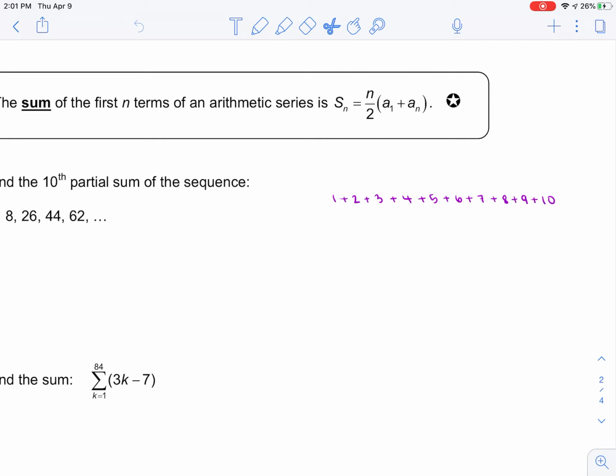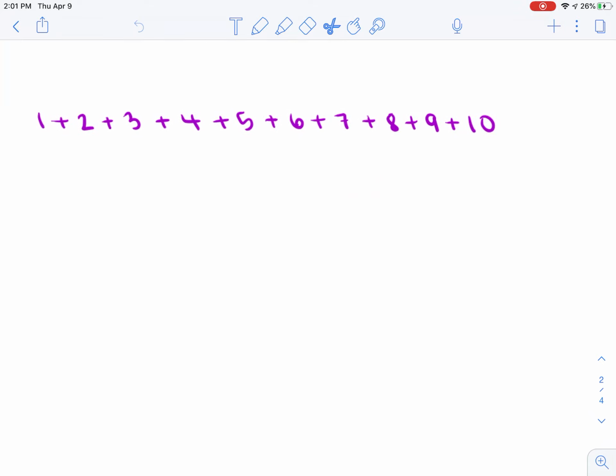The second part of today's notes involves finding the sum of the first n terms of an arithmetic series. The formula is given, but before I show you how to use the formula, I wanted to show you where it came from. There's this story in mathematics about a mathematician we call Gauss and how his teacher was upset with him.